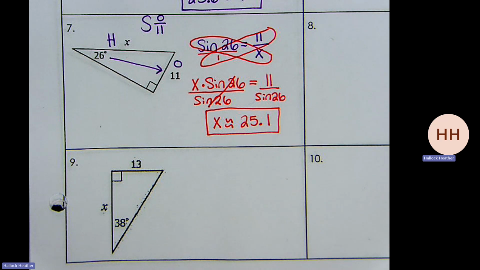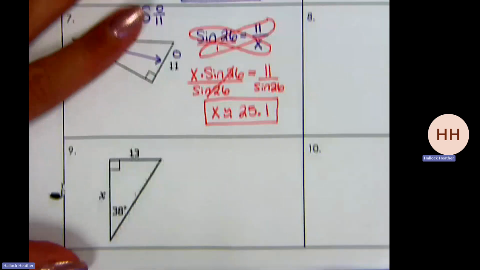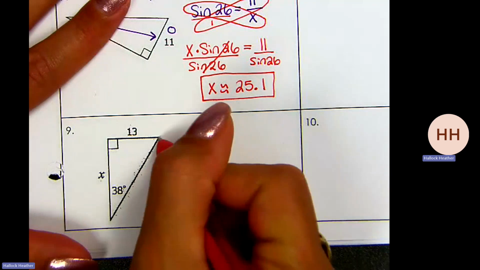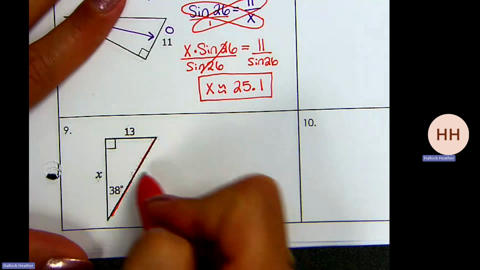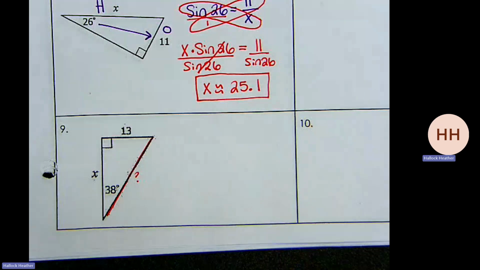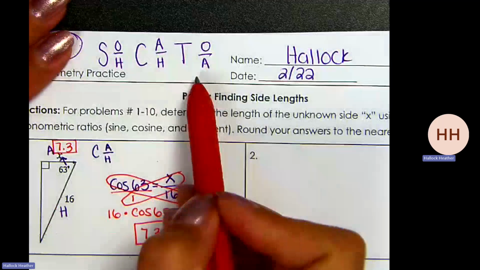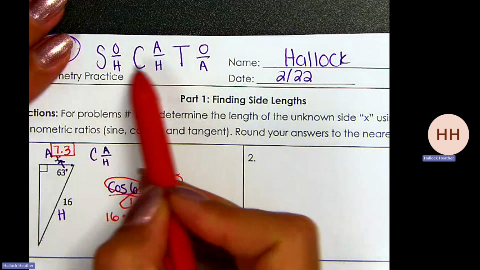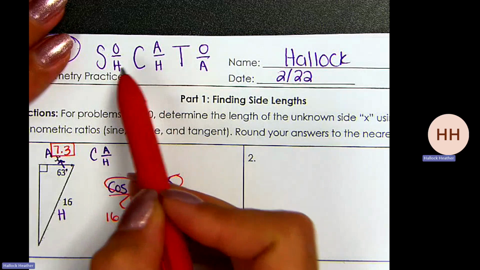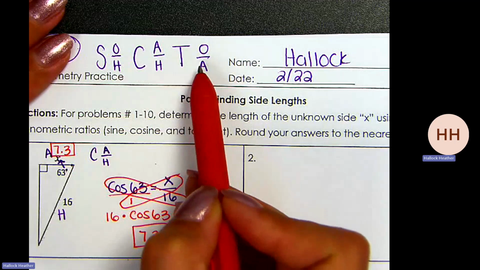Okay, so number 9 is a tangent problem. The longest side is this side, but we have nothing here. If there's nothing there, that is the hypotenuse, but there's literally nothing on it. So I can't use H because there's nothing on H. That automatically takes out sine and cosine because there is no hypotenuse. So automatically I'm left with tangent.